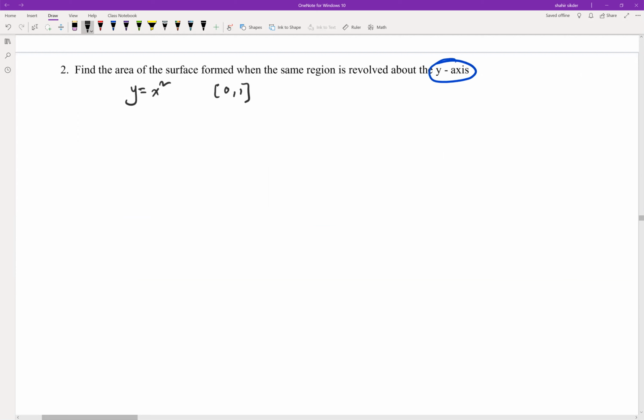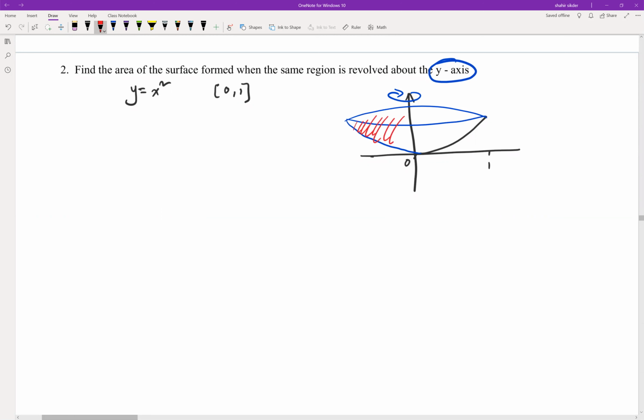So how is this going to look? Same graph, 0 here, 1 here. You're not revolving about x anymore. Now we are revolving about the y-axis. So how's that going to look? It's going to create another shape something like this. In other words, we need to find the surface area of this shape right here. Same equation, same bounds. The question's revolution has changed.